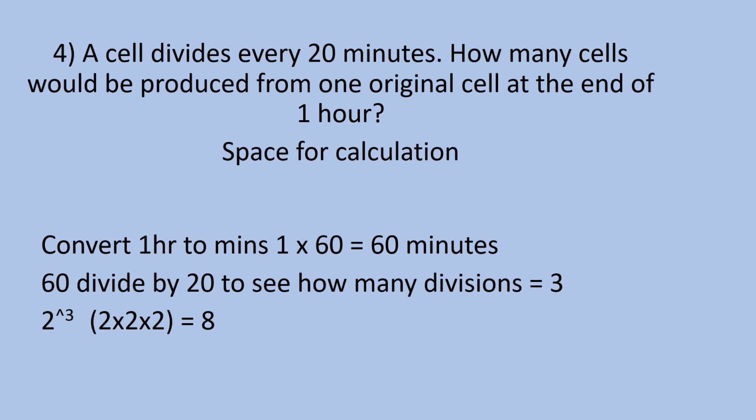So the answer would be that you'd have to convert your 1 hour to minutes, so that'd be 1 times 60, which would give you 60 minutes, and then we need to see how many divisions. So we do our 60 minutes divided by our 20 minutes, which would give us our 3 divisions. So you would either do 2 to the power of 3 in your calculator, or you could do 2 times 2 times 2, which would give you 8 cells. So well done if you managed to get them correct. If you didn't, then you can go back to the first calculation and watch it from there.